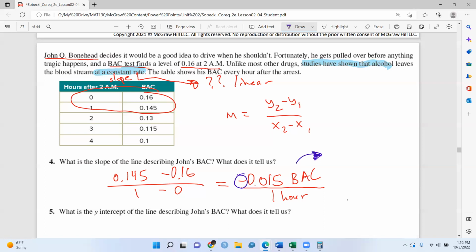So what this is telling us is that the blood alcohol concentration decreases by 0.015% per hour after you stopped consuming that alcohol.